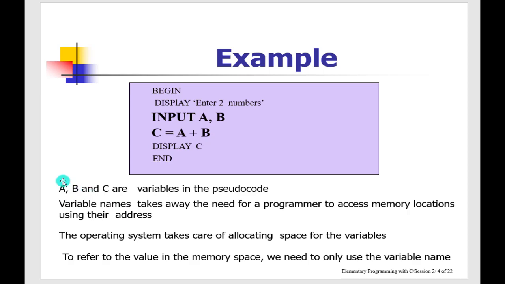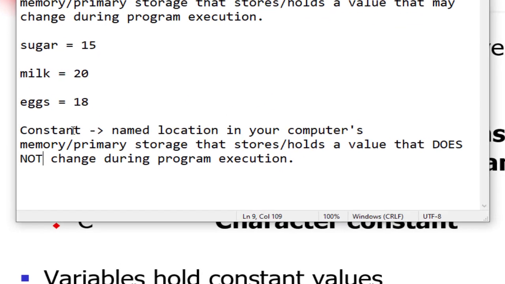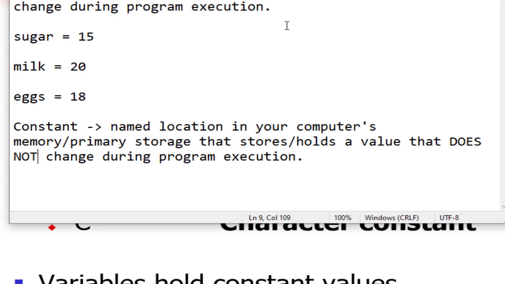After having understood variables, let's look at constants. A constant is a value whose worth or content never changes during your program execution. We can look at this definition as well. A constant is a named location in your computer's memory or primary storage that stores or holds a value that does NOT, and notice I've put this in capitals so that we don't forget, that does not change during program execution.